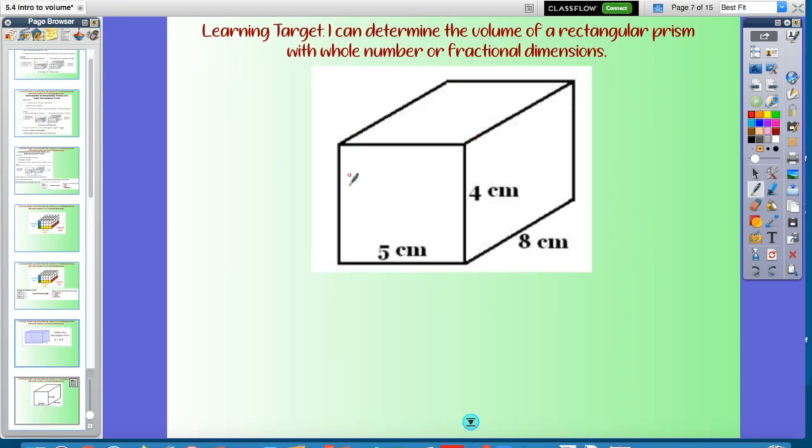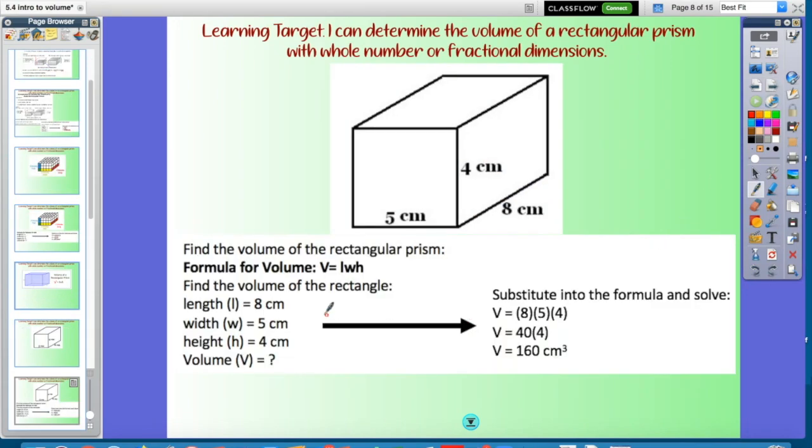So here we have another example. We don't have the blocks labeled anymore. It's just labeled in a particular unit of measurement. In this case, it's centimeters. So to find the volume, I'm going to multiply 5 times 4 times 8. So here is my substitution. 8 times 5 is 40. 40 times 4 is 160 cubic centimeters or centimeters cubed.